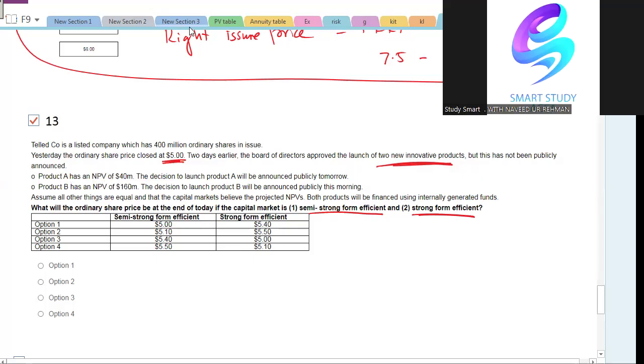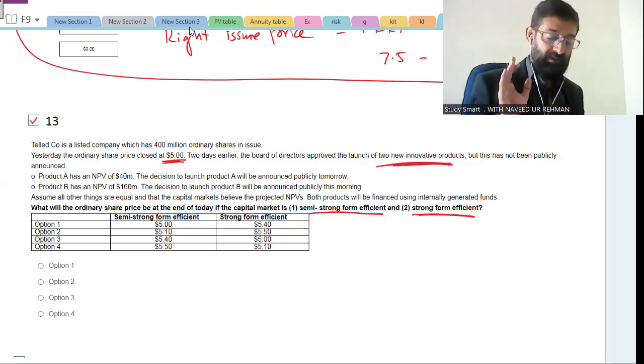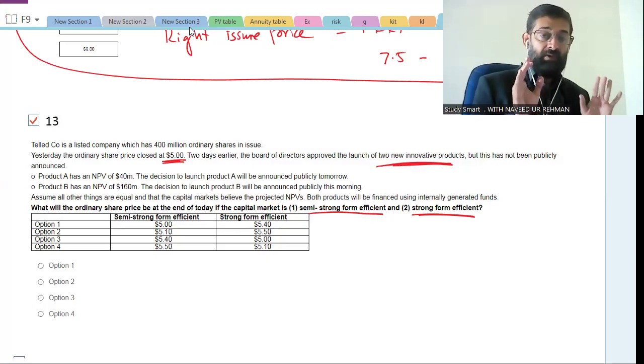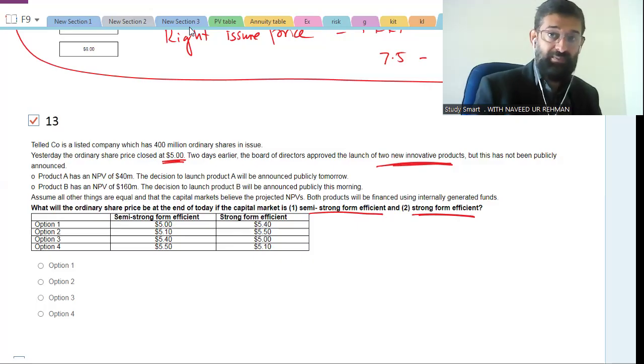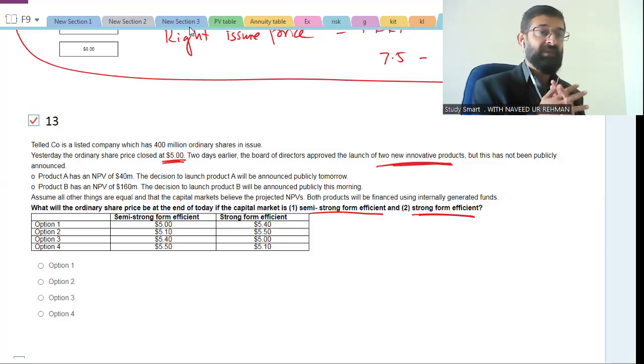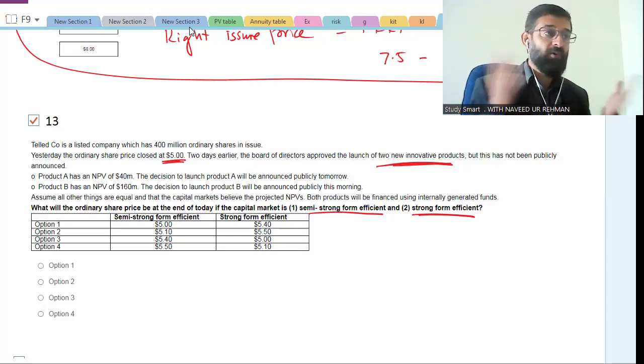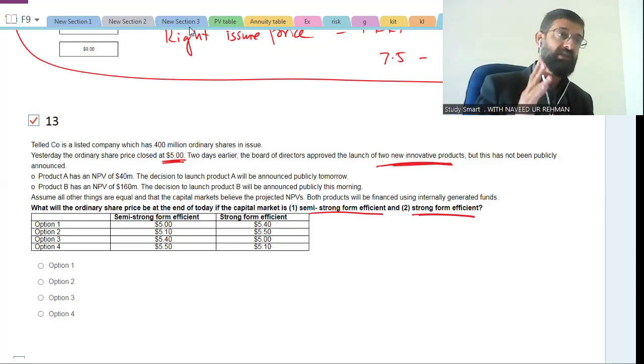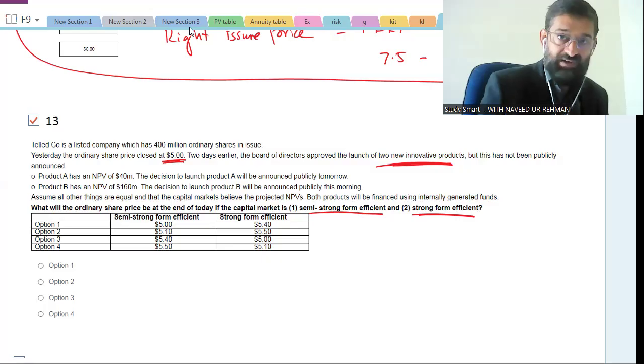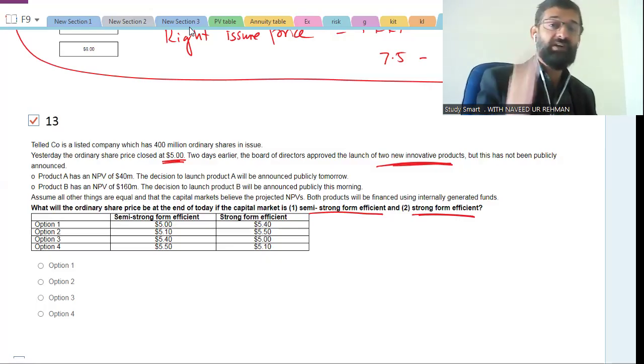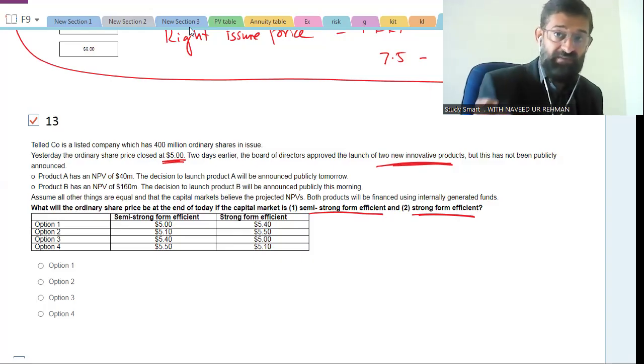Okay. Now, I'll tell you the shortcut later on, but right now, what is happening? We need to understand when the semi-strong form efficient market is going to react, and what the strong form efficient market is. The strong form efficient market, in the real world, to be honest, doesn't exist. Because it means that all the investors, everyone in the market, have all information. They have the past information, present information, and the future information also. Well, the past and the present is fine, but the future information, of course, that's not possible. But this is what we call strong form efficient market. Okay.